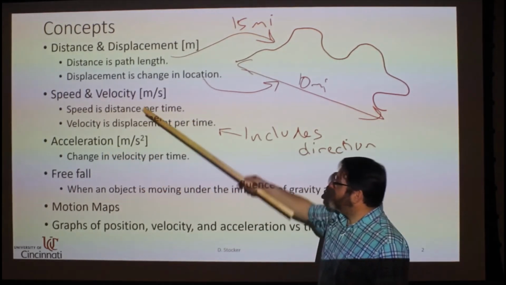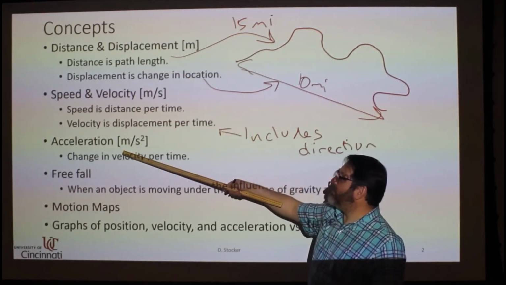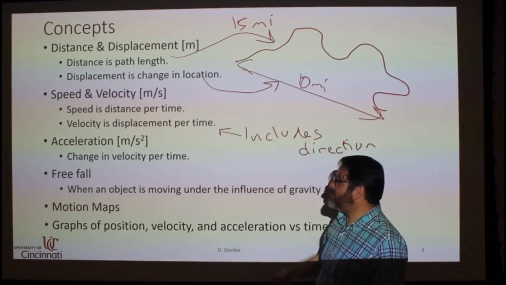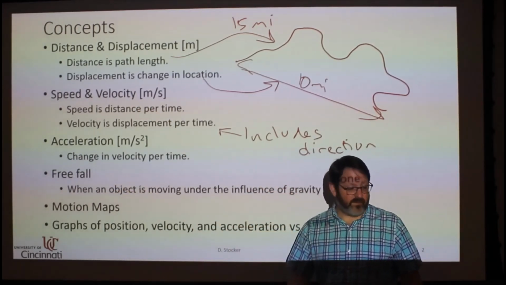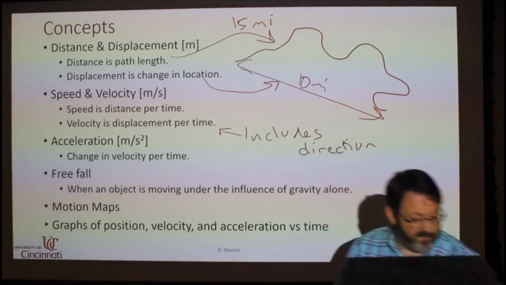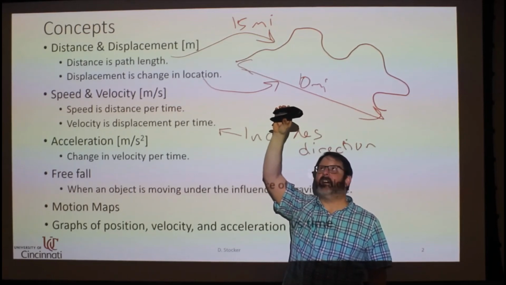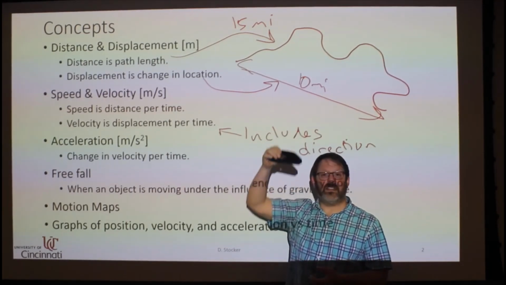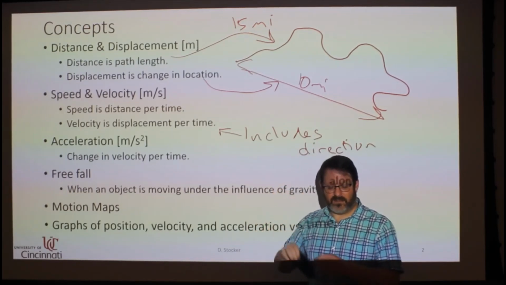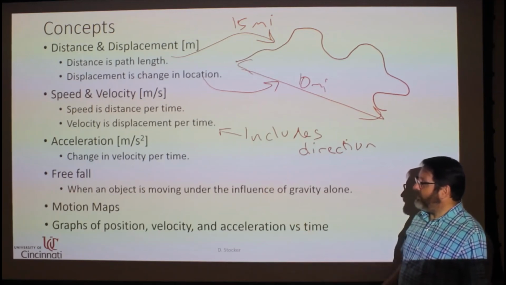Okay, so that's speed and velocity. These are change in distance and displacement over time. Acceleration, change in velocity over time. Free fall. When an object is in free fall, that means the only thing affecting it is gravity. So this stapler is not in free fall. When I let go, it is. While it's in the air and the only thing affecting it is gravity, then that's called free fall.